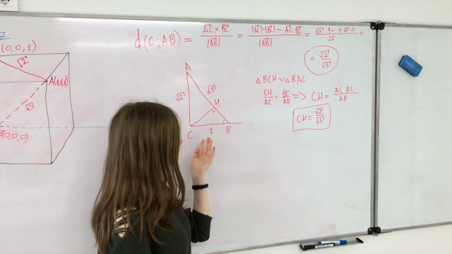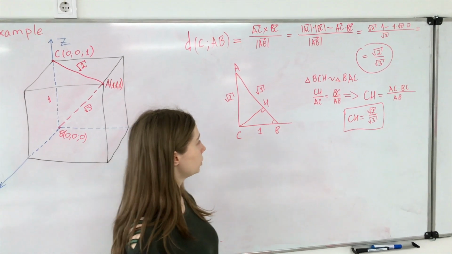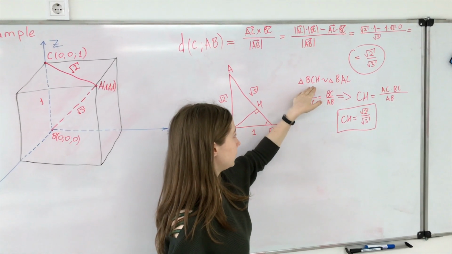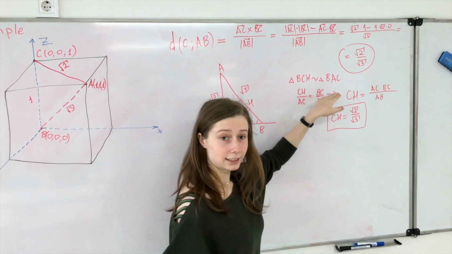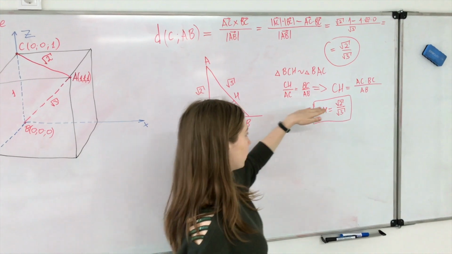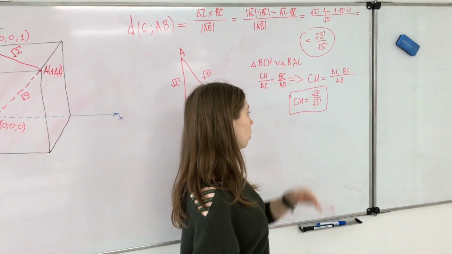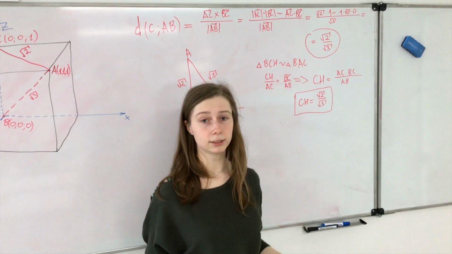We have the same triangle, ABC and H, and we found that triangle BCH and triangle BAC are similar as in the previous example. We did the same equations, the same calculation, and got the same result, square root of 2 over square root of 3. So our results are correct.